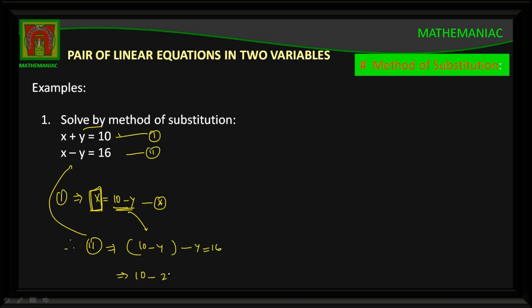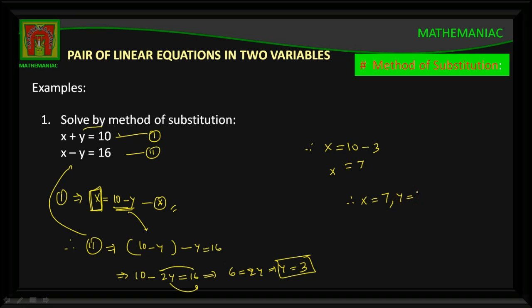Now this you simplify: 10 minus twice y equal to 16. What does it give? 16 will go that side, this will come this side. So I can write this as 6 equal to twice y, leading you to y equal to 3. So once you arrive at 3, now this particular substitution will work and it will give you x, that is 10 minus 3, giving you 7. Therefore, x equal to 7 and y equal to 3.